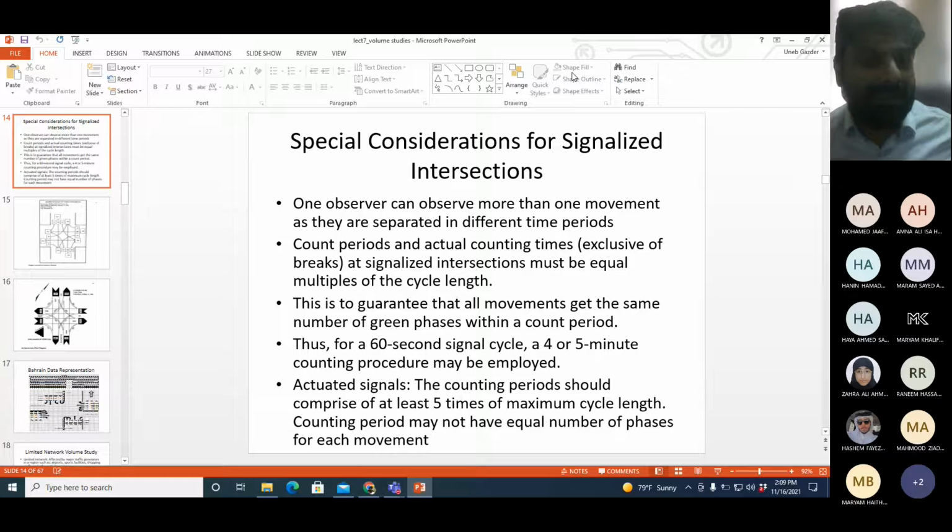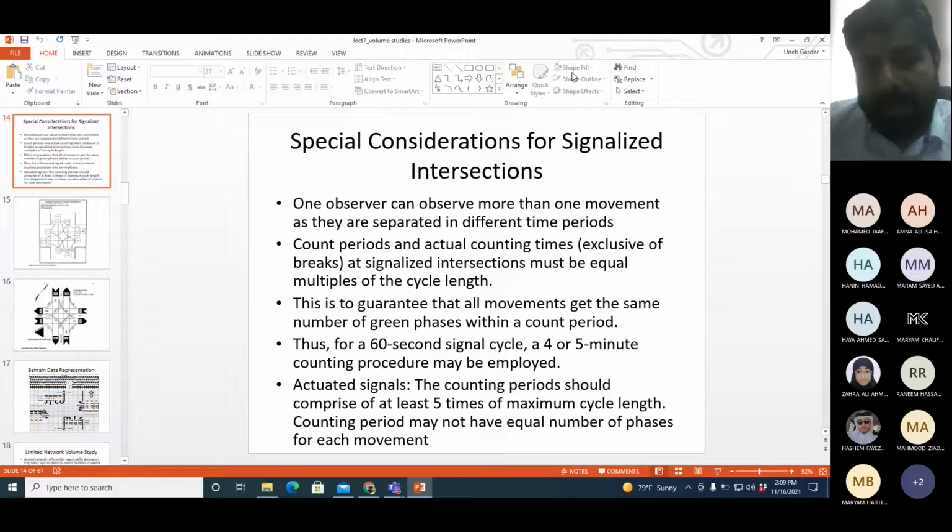Now we have a special case when signals are actuated. Actuated means what? Signals are connected with detectors and sensors. On the basis of data coming from the sensors, the signal timing changes. This is the setup of an actuated signal, when the signal timings are operated through the sensors and detectors installed on the roads. So in that case, cycle length is not a constant. It's not a constant value.